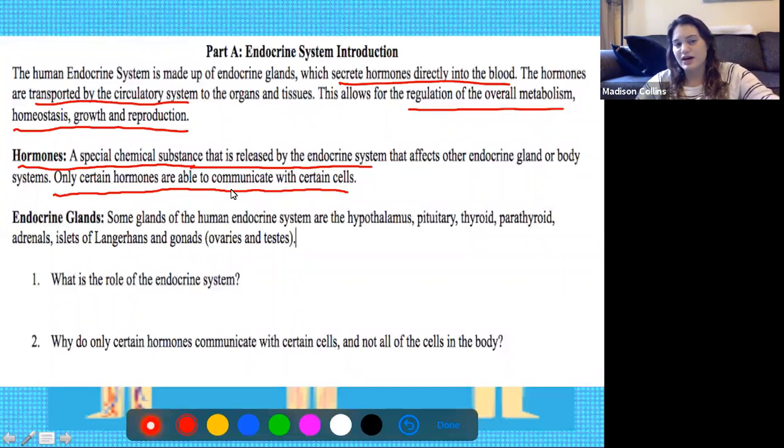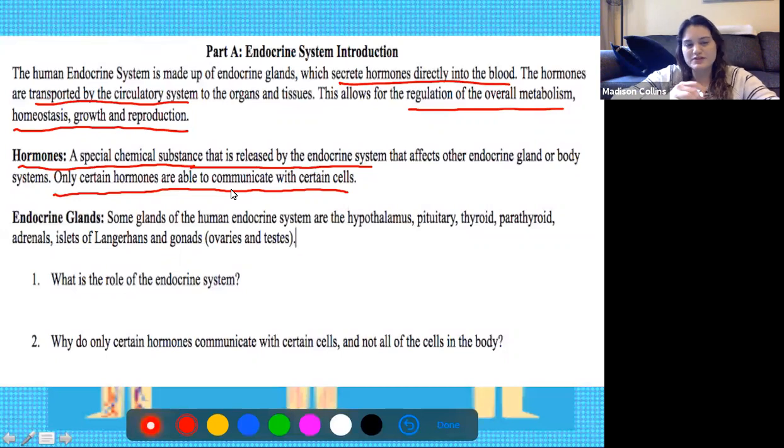But before we do that, you guys have got two questions. Number one, what is the role of the endocrine system? And two, why do only certain hormones communicate with certain cells and not all of the cells in the body? So pause this video, answer those two questions based on what we read in the passage, and press play when you are ready to review them.